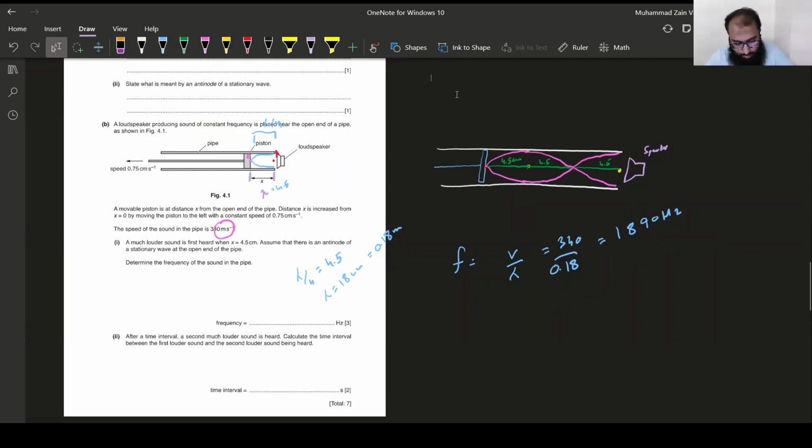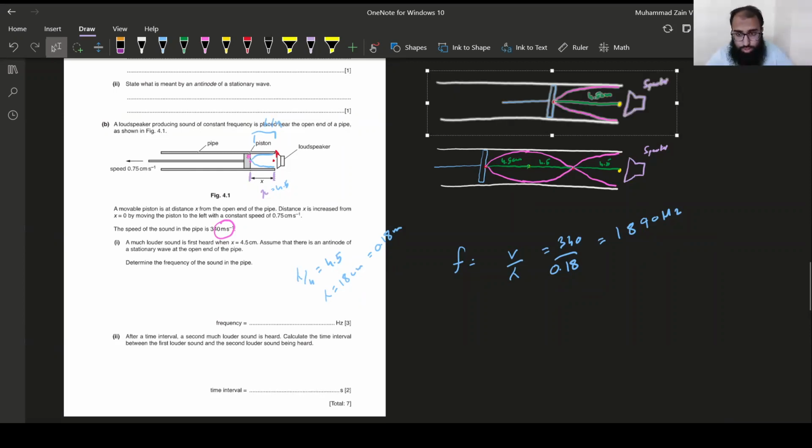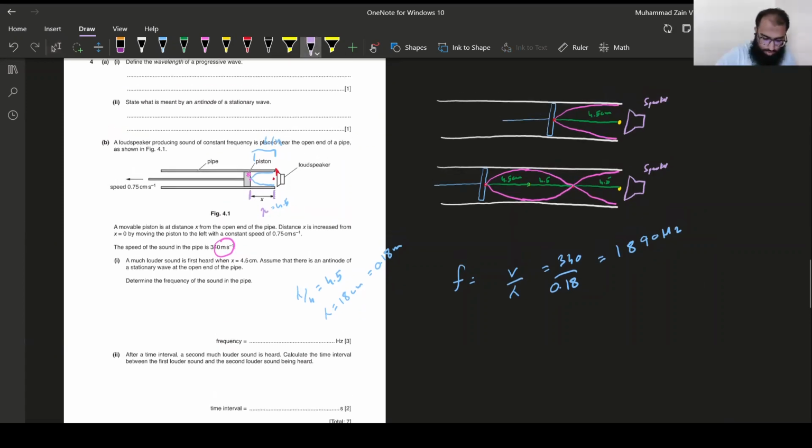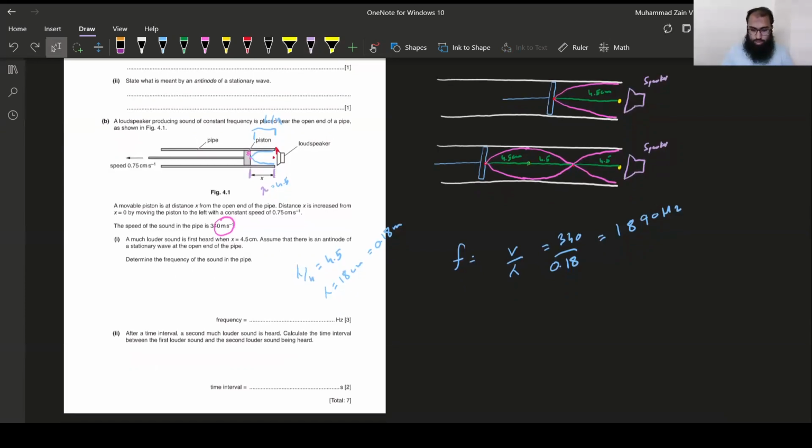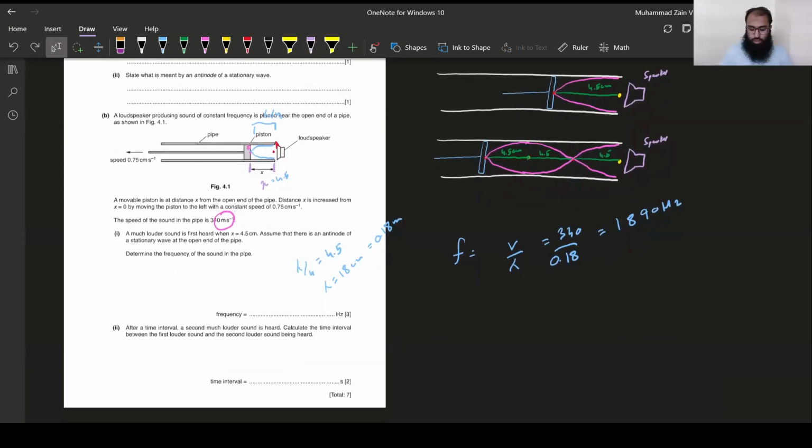Previously, in the previous case, my diagram was something like this. Just a second. Yeah, this is how my diagram was in the previous case. And now, when the piston moved back, there was again a stationary wave formed, which was formed like this.